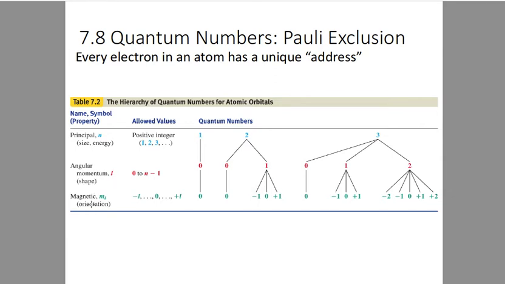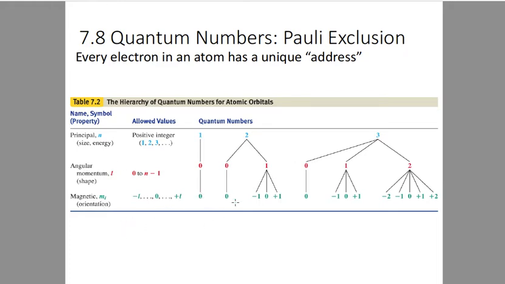The m sub l gives us the orientation, right? So again, if we were talking about a p orbital, this would be px, py, pz. And then if we had something like a d orbital, we have 5 different d orbitals. And then for an f orbital, there are 7, and so on and so forth.